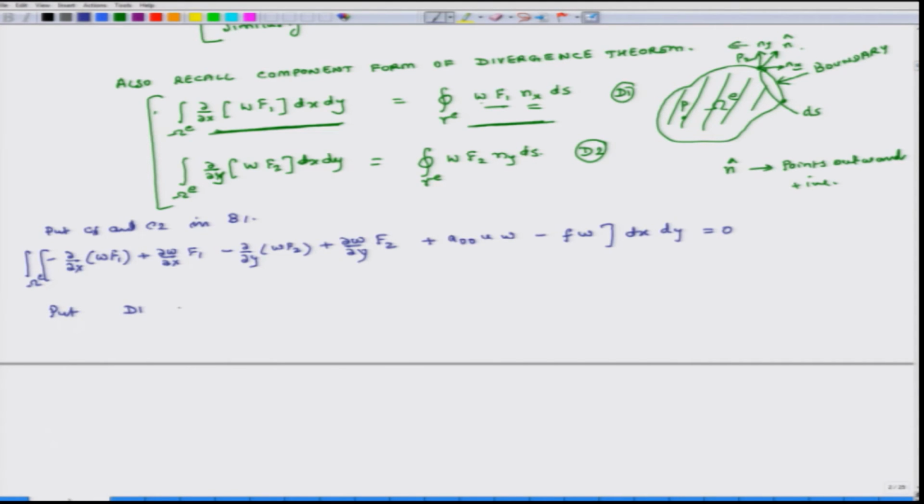Next, what we do is put d1 and d2 in equation E. So, this is equation E. What does that mean? That I am going to replace this term. This term is same as this term. So, it is a surface integral, I can replace it by a boundary integral. Similarly, this term and this term are same. So, I can also replace these two surface integrals by two boundary integrals.